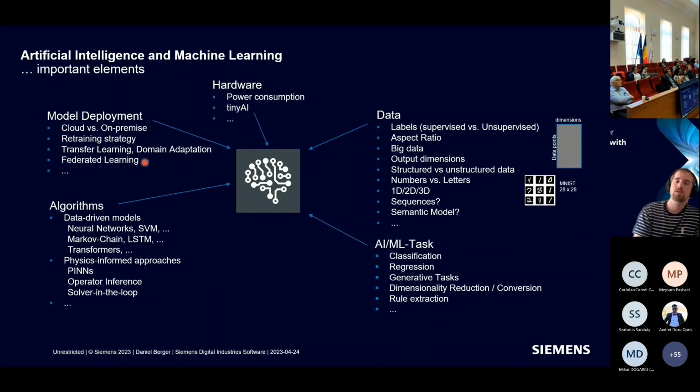And then something that should not be forgotten is the hardware. Where will the model be deployed at some point? What are hardware limitations? Do you have a GPU there to evaluate your model, or maybe only a very small computer or a chip with limited cache, for example? So you might think about how can you reduce the complexity of your model, and then you would end up with tiny AI, so very small models. And also, one has to think about power consumption of models.